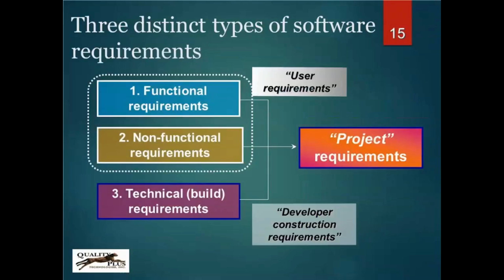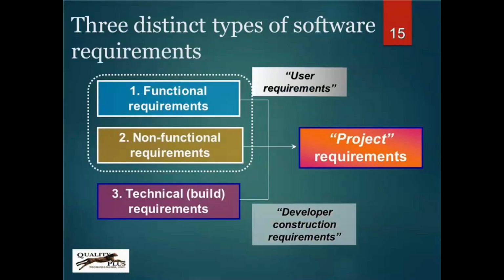So there's really three distinct types of software requirements. We've got our functional requirements. That's what the software is going to have to do. We've got our non-functional requirements. That is, how good does the software have to be? How does it operate? And then we've got our technical build requirements. That's where we say, okay, now how are we going to actually make this into a solution?